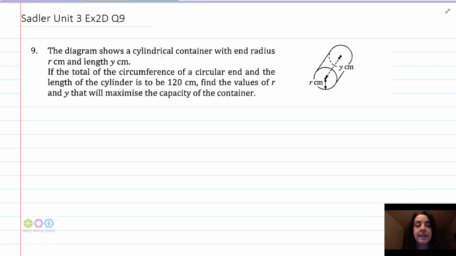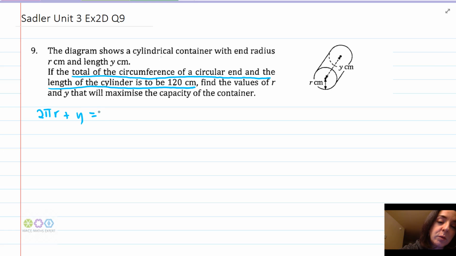We have here a cylinder and it says the total of the circumference of a circular end and the length of a cylinder is to be 120 centimeters. So we're taking the circumference of one of the circular ends and the length of the cylinder. So we have 2 pi r plus y, the length of the cylinder, and that is equal to 120. Also, we know that we want to find the values of r and y that will maximize the capacity, meaning the volume.